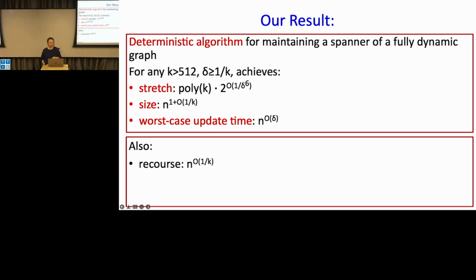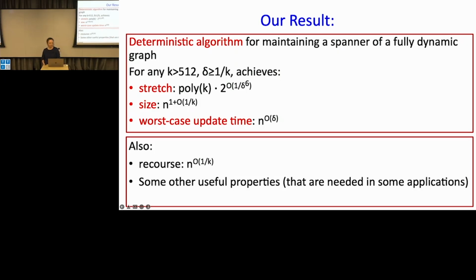Our construction also has a low recourse, which is the number that we wanted, n to the 1 over k, and some other properties that are useful in other applications, but I won't go into it.